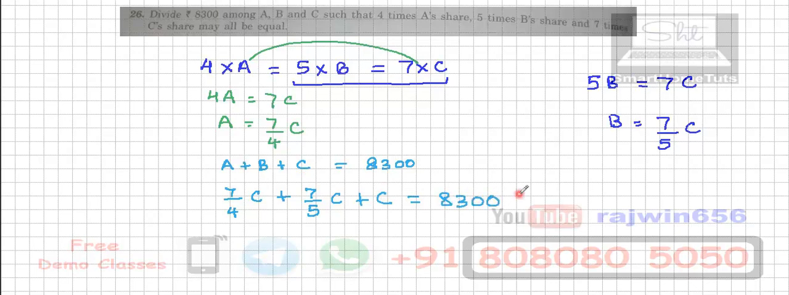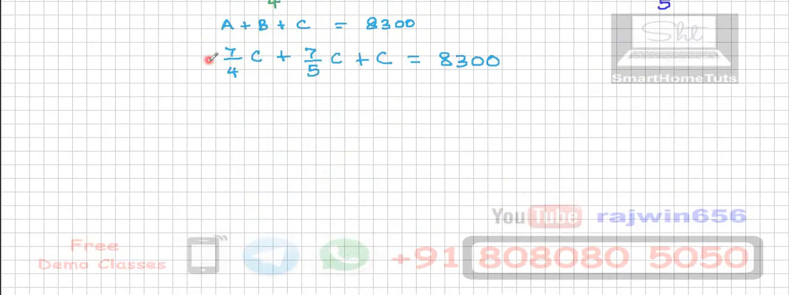5300. Now 4 and 5, LCM is 20. I'm going to multiply all of these terms by 20, or I can take the LCM of the left hand side. Okay, I'm just going to multiply all the terms by 20. So this is multiplied by 20. 4 5s are 5 into 7. This is multiplied by 20. So 4 5s are 5 multiplied by 7 is 35. So this is going to give me 35C.